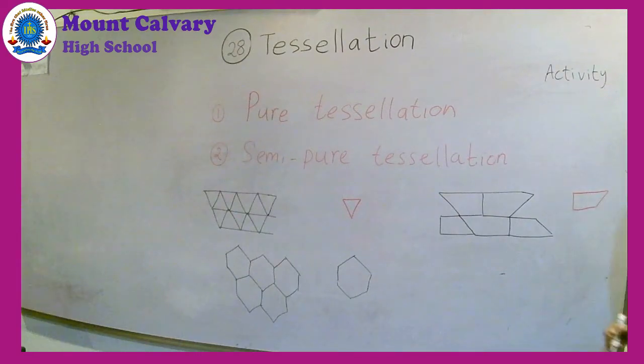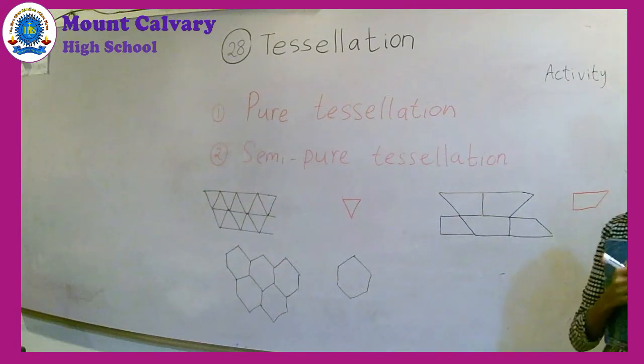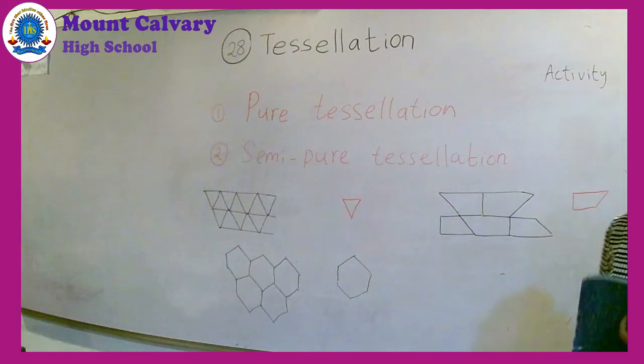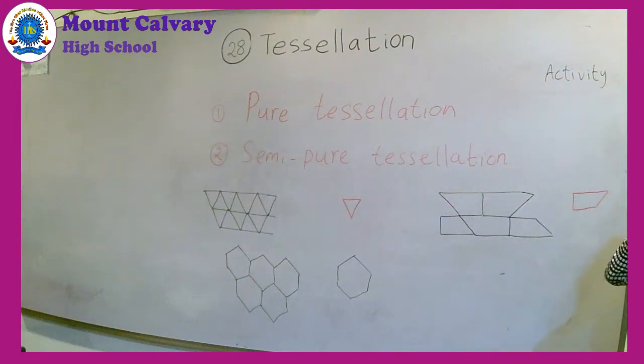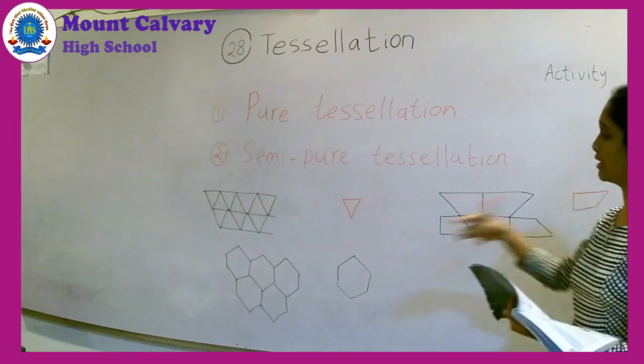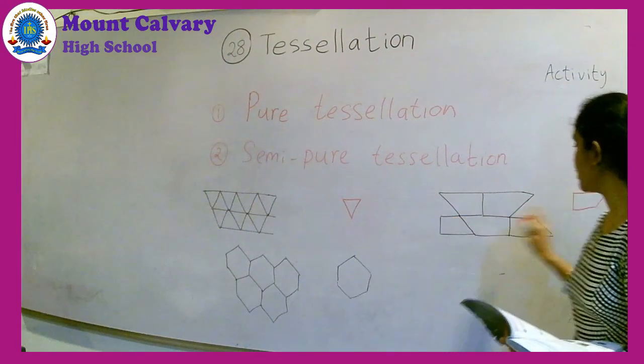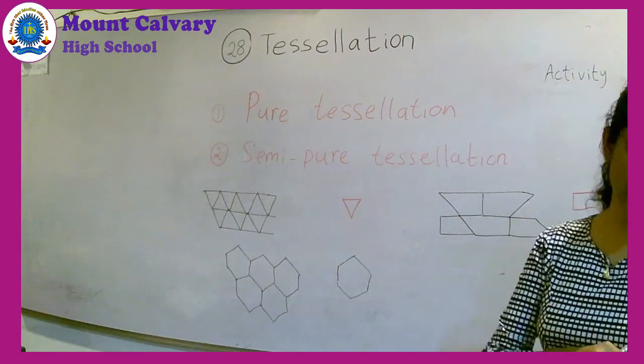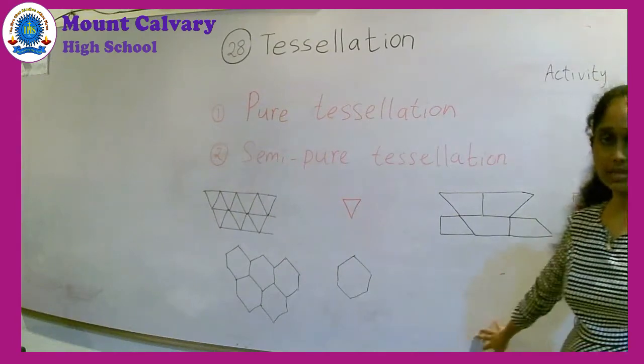What is the figure? Yes, 1, 2, 3, 4, having 4 sides, but this is not a square or a rectangle or a parallelogram. So what is this one? Yes, this is not a rhombus also. It's a trapezium, right? This is the answer of the third figure, right? You have to draw these figures by observing the given figures, right? So 4, 5, 6 you can complete.